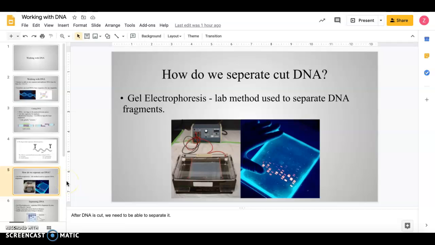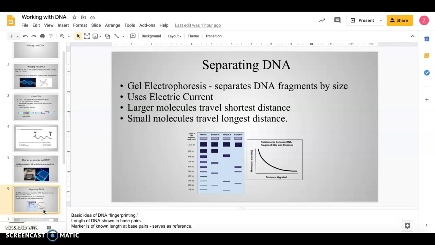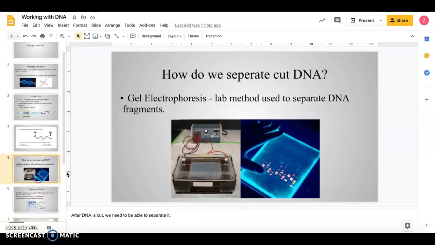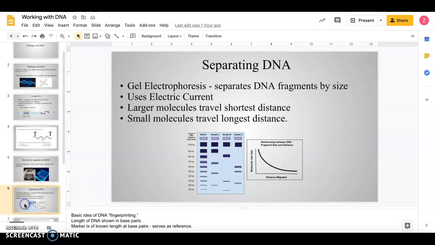Now we've cut all this DNA. How do we separate it? How do we sort the DNA? Well, this is done by gel electrophoresis, a lab method used to separate DNA fragments. Now let's expand upon this. Gel electrophoresis separates DNA fragments by size, and it uses an electric current. You can see a current running into this machine, into the gel. Larger molecules travel a shorter distance, and small molecules travel a longer distance.